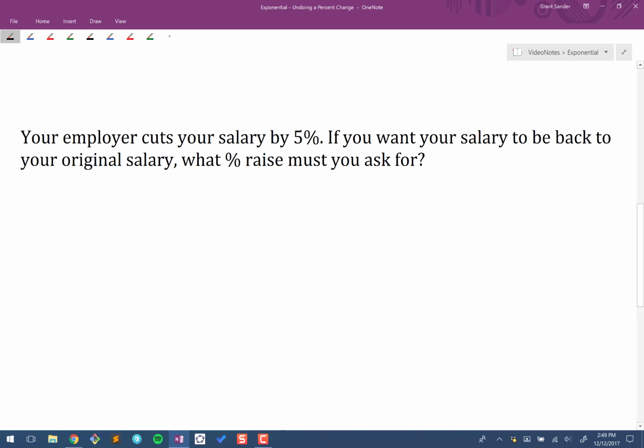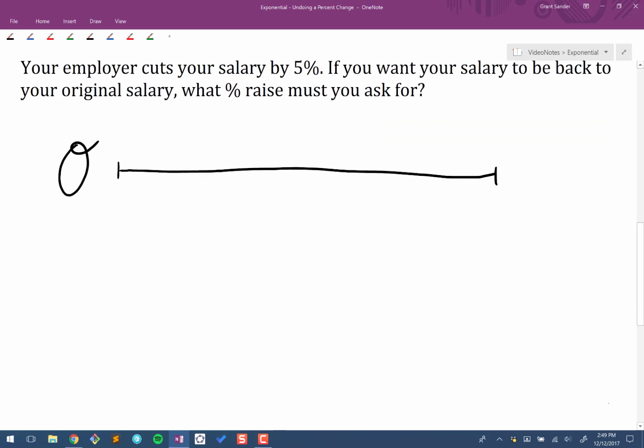To think about this, we'll draw some line segments. So we'll let O, that's an O, represent the original salary. We'll draw that with a line segment. And then we'll let R represent the reduced salary. We know the reduced salary is 95% of the original salary, so maybe that segment looks something like that. The reduced salary is 95% of the original salary, and so the salary decreased by 5% of the original salary.